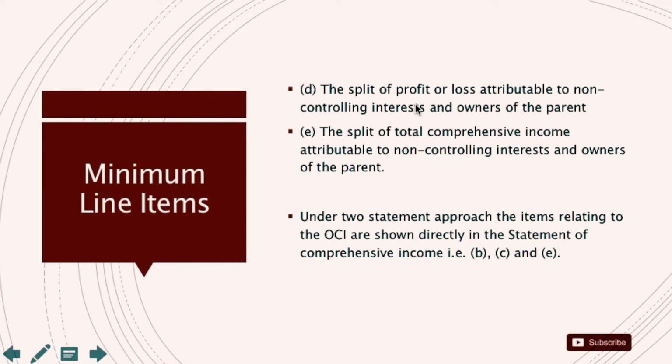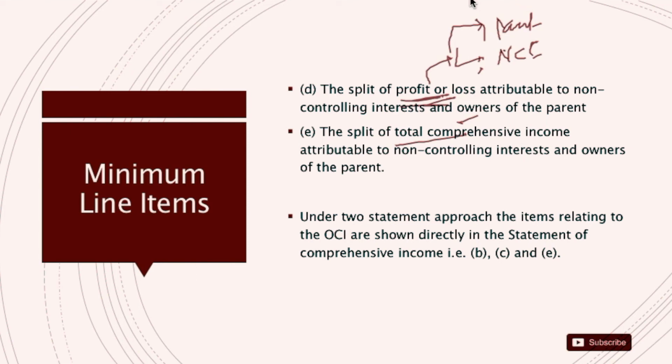Now the second point is the OCI split-up. If you are preparing two statements, then for the profit or loss and the total comprehensive income, just bifurcate between the two items, the first which will go to the parent and which will go to the non-controlling interest. So this is some discussion on the statement of comprehensive income in respect of IFRS for SMEs. I'll see you in the next lecture.